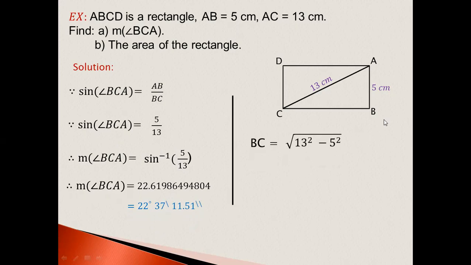Now we can find the missing side BC by using the Pythagoras theorem. Since the measure of angle B equals 90 degrees, that means BC equals square root of 13 squared minus 5 squared, and it's going to be 12 centimeters. Now we have the length of the rectangle is 12 centimeters and the width of the rectangle is 5 centimeters. That means the area of the rectangle equals length times width equals 12 times 5 equals 60 square centimeters. And this is the area of the rectangle.